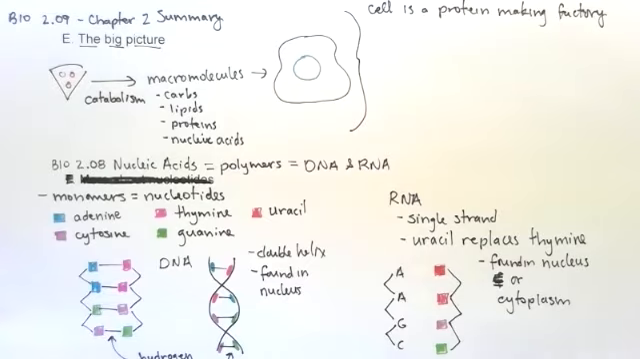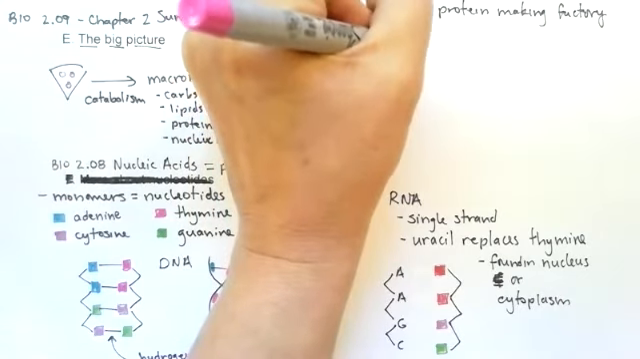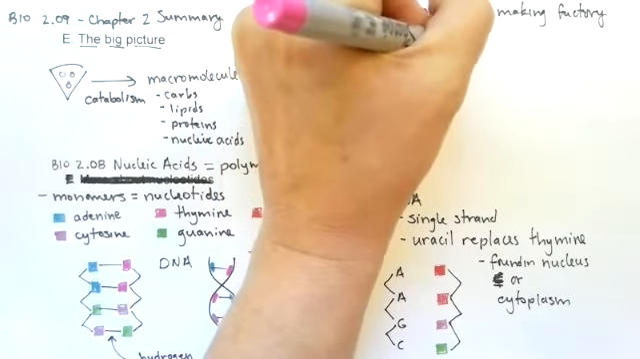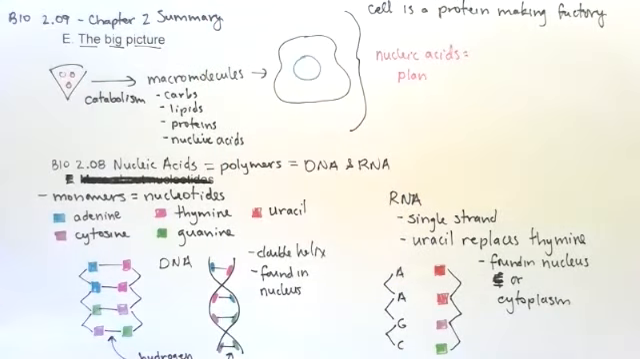So once we're in the cell, we have our nucleic acids, which are the plan. They have the blueprint, they have the pattern for everything we need to do in the cell. And that's what I forgot to talk about in the 2.08 nucleic acid. So what was the whole point for DNA and RNA? Let's go back and add that since I have that sheet up.